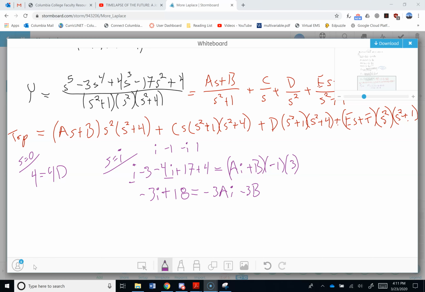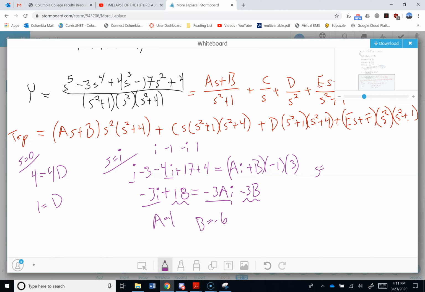Okay, pause. So out of this, I actually obtained two equations. I have minus 3i is minus 3Ai, so that tells me that A is 1. And 18 is minus 3B, so B is minus 6. And from that other one, I had D is 1. Right? A equals 1.